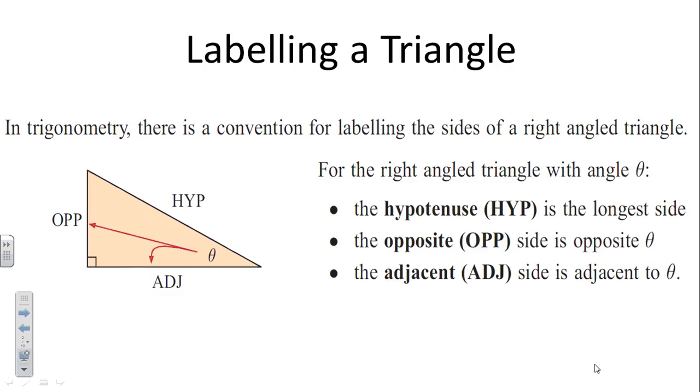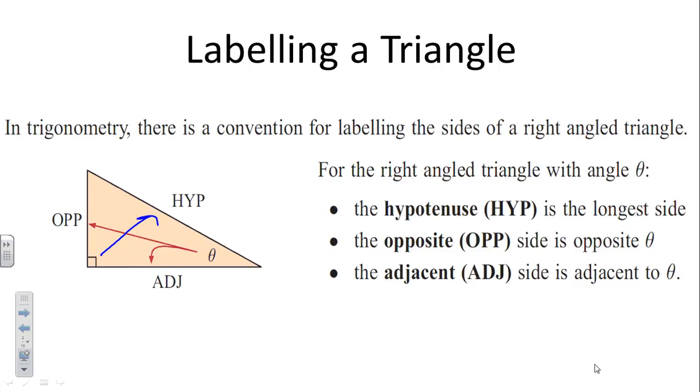So first thing we're going to talk about is labeling a triangle. So in trigonometry there is a convention for labeling the sides of a right angle triangle. So we've always got the same sides labeled the same way. The only one they haven't mentioned on here is opposite here, the right angle. So the first side I always label is opposite the right angle, which happens to be the hypotenuse.